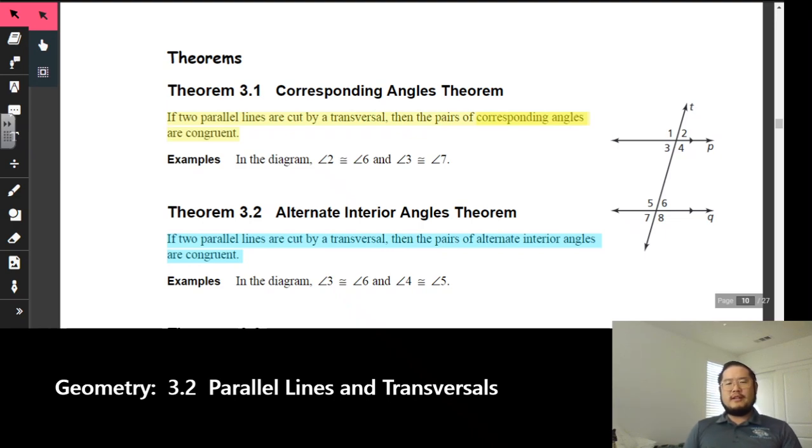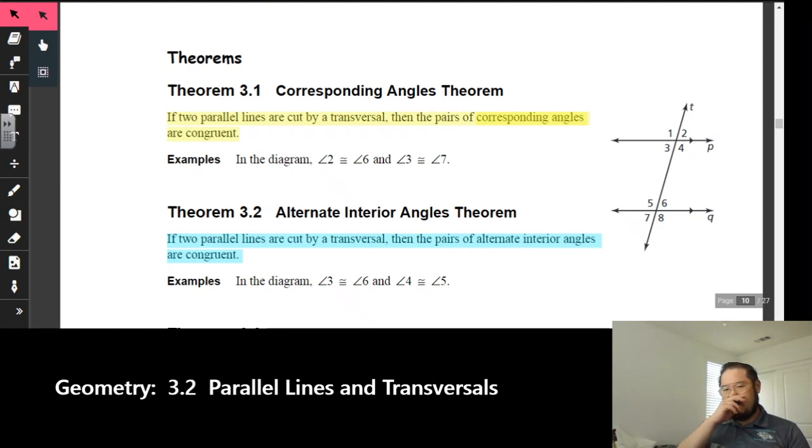All right, let's take a look at section 3.2, which is parallel lines and transversals. What we're going to do is take everything from 3.1 that we learned about the different angle relationships, and apply that today with two parallel lines cut by a transversal. And we'll see something interesting about these angle pair relationships. Let's start right here with 3.1.